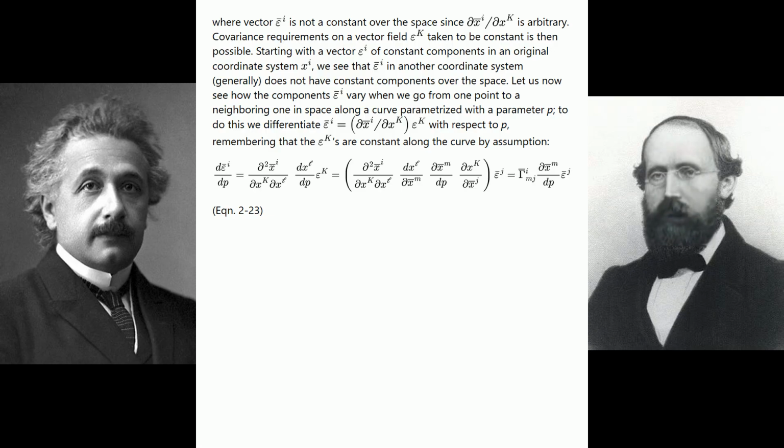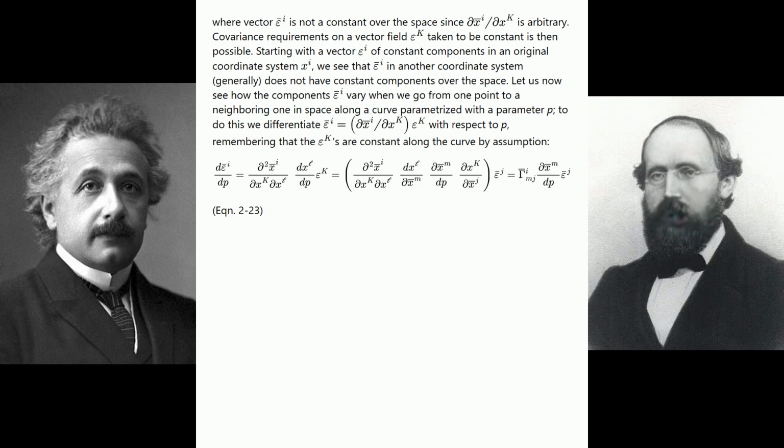Starting with a vector ε^i of constant components in an original coordinate system x^i, we see that ε̄^i in another coordinate system, generally, does not have constant components over the space. Let us now see how the components ε̄^i vary when we go from one point to a neighboring one in space along a curve parameterized with a parameter p. To do this, we differentiate ε̄^i = (∂x̄^i/∂x^k) ε^k with respect to p, remembering that the ε^k are constant along the curve by assumption.